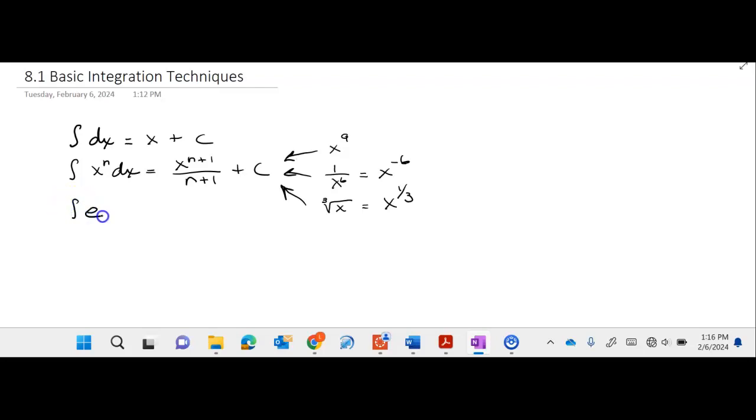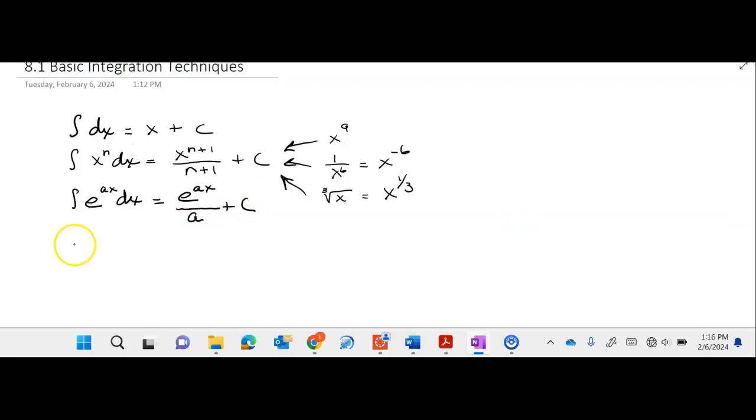And of course, we know our e, and let's suppose we have e to any coefficient of x. So the integral of e to the x is just itself, and then of course if you have a coefficient of x, you would divide by that, and that comes out of that u sub process. All right, let's keep going. The integral of 1 over x dx is our natural log of x.